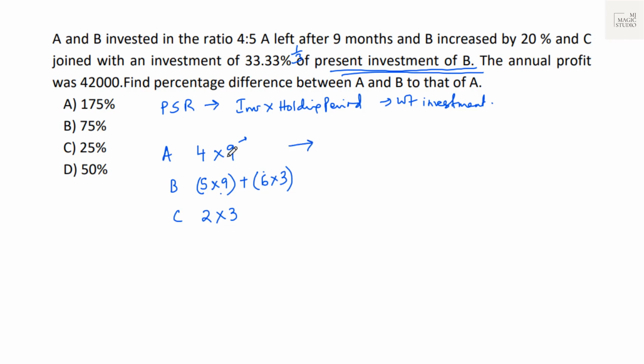So A's weighted investment is 4 into 9, that is 36. B's weighted investment is 45 and 6 into 3 is 18, that is 63. And C's weighted investment is 6. So the ratio, or we can leave it like this also. Let's see what is asked. Find the percentage difference between A and B. How much will A and B take out of 42,000? They will take 99.